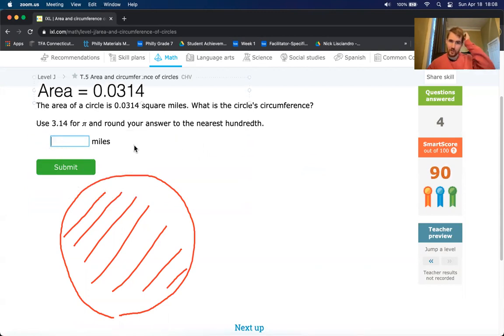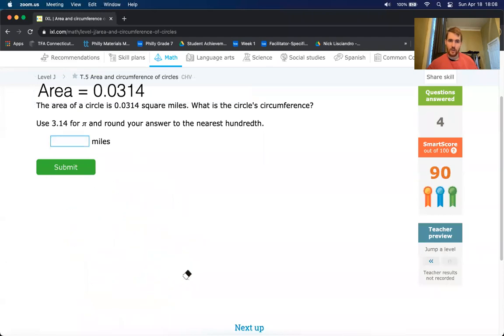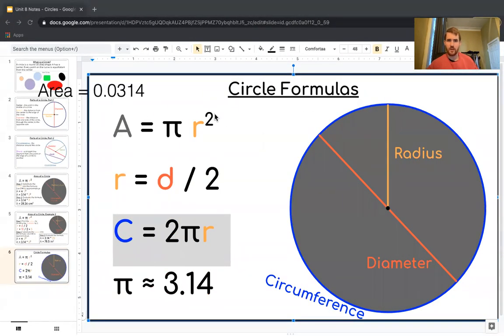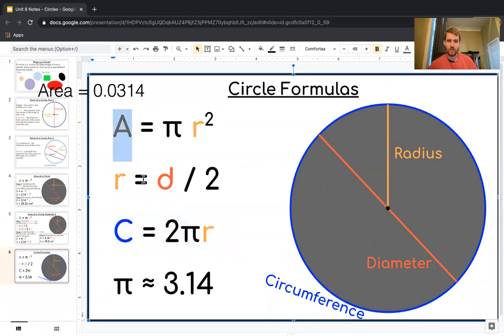Now we need to find the circumference. Normally we would want to find a formula that included the circumference, but we don't have any formulas that have the area and the circumference. We have a formula for the area and a formula for the circumference, but they're not related. So we're going to start with the area, try and figure out the radius, and then once we've found the radius, we can figure out the circumference. So let's start with this formula. Area equals pi times r squared.